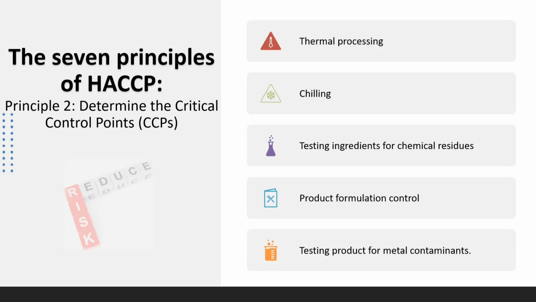Principle 2, determine the critical control points, CCPs. A critical control point is defined as a step at which control can be applied and is essential to prevent or eliminate a food safety hazard, or reduce it to an acceptable level. For each critical control point you will need to identify the preventive measure. Examples of CCPs may include thermal processing, chilling, testing ingredients for chemical residues, product formulation control, and testing product for metal contaminants. How will you prevent the hazard? Use of specific temperature, pH, time, procedures, etc.